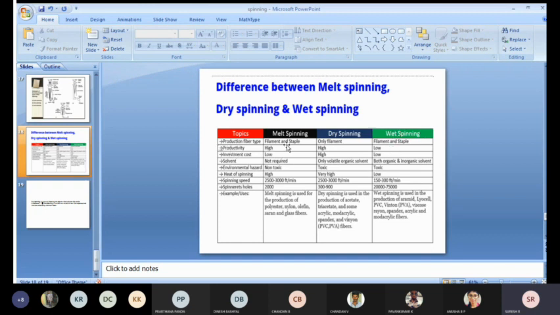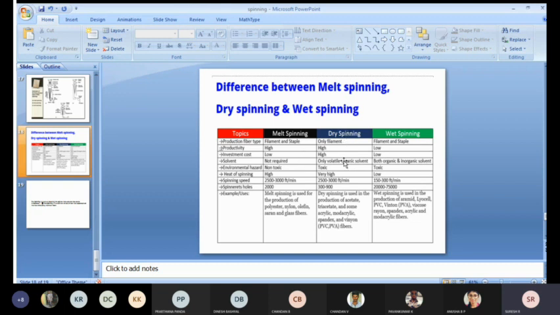Productivity is high in melt spinning as well as dry spinning, but it is low in wet spinning due to the chemical interaction there. We have to remove things chemically. Investment cost is low for melt spinning, high for dry spinning, and low for wet spinning. A solvent is not required for the melt spinning process, because in melt spinning we use it only for thermoplastic parts, where the temperature is low. For those parts, melt spinning is used.